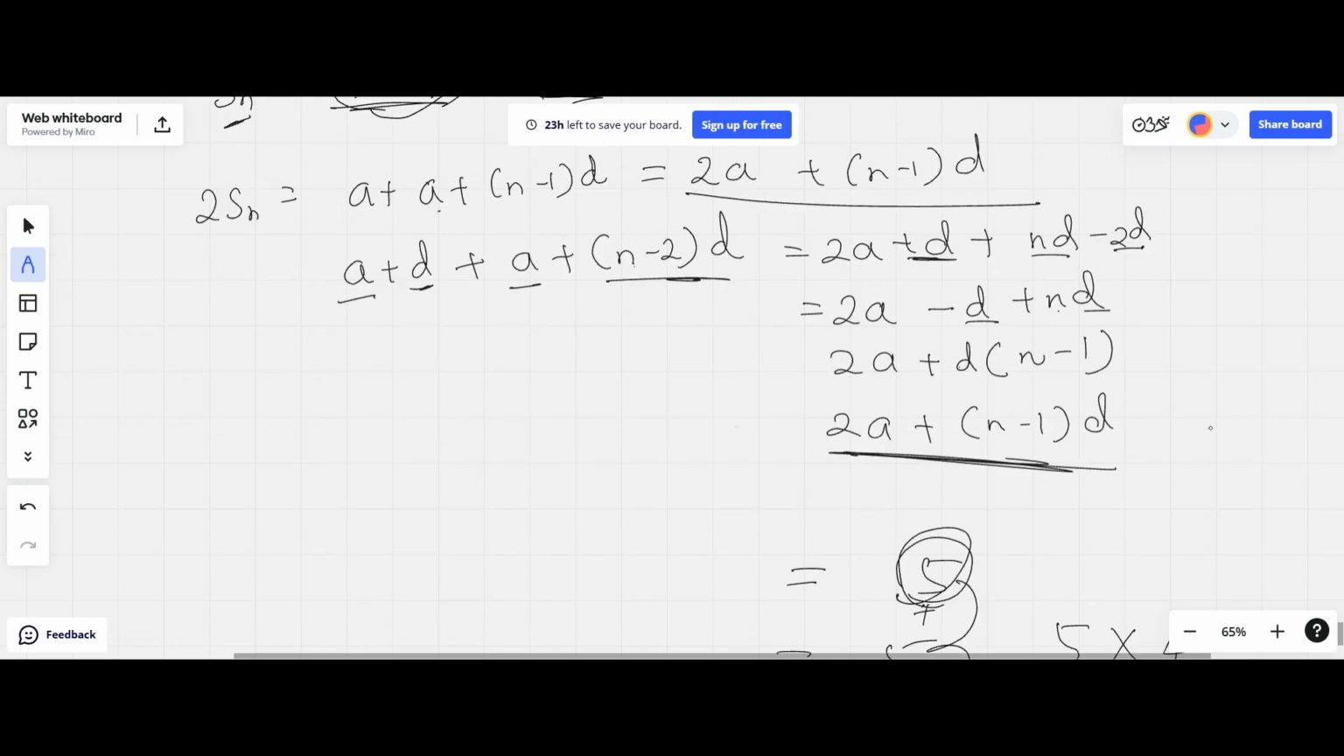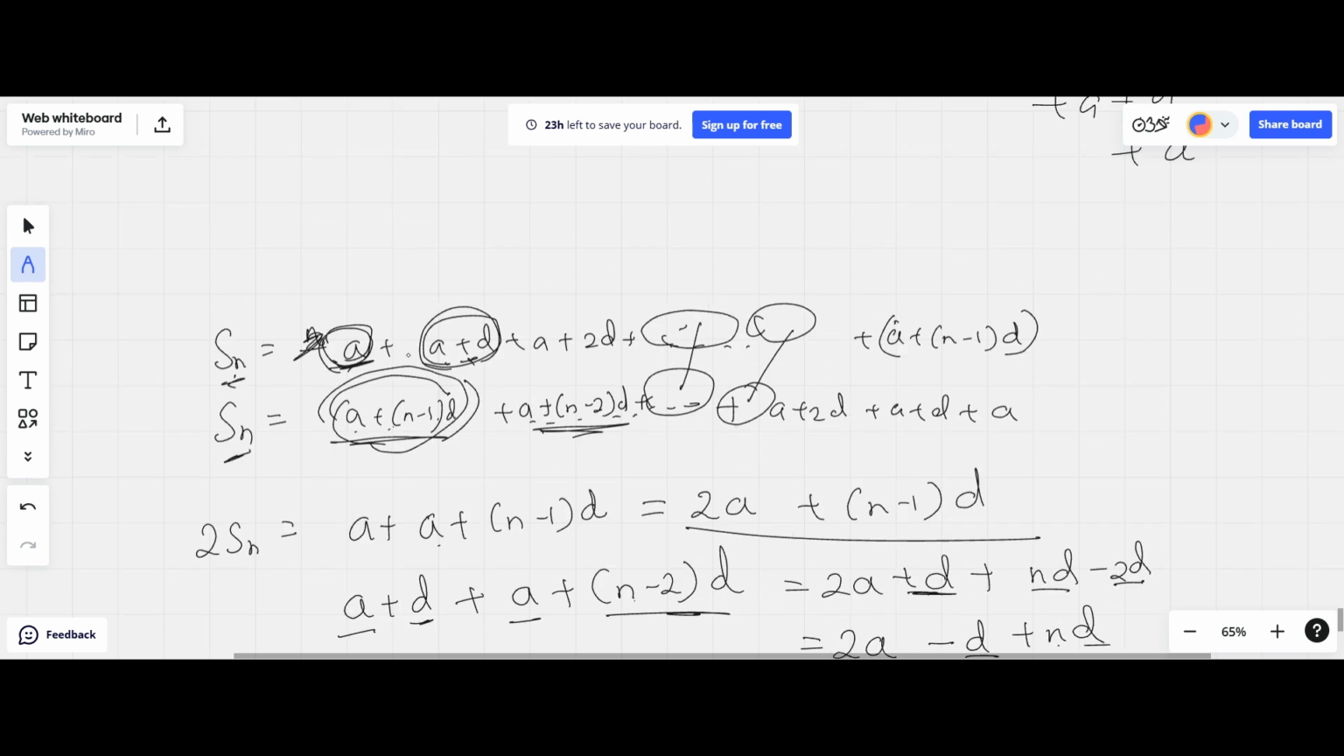Same thing here. It is 2a plus n minus 1 d. This is the first term.